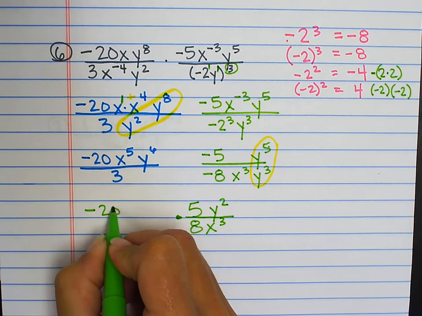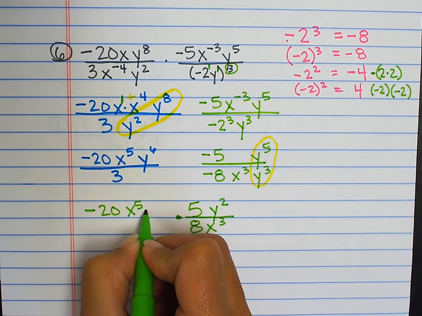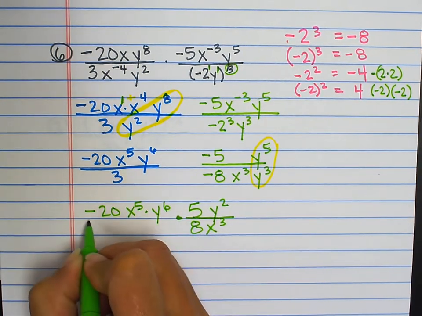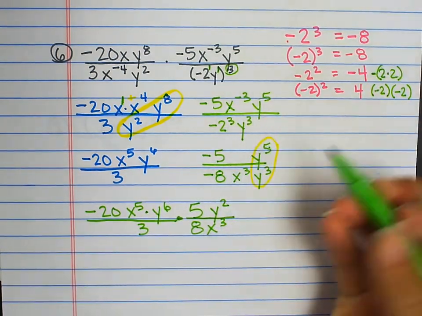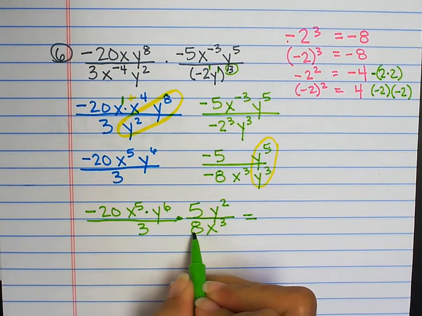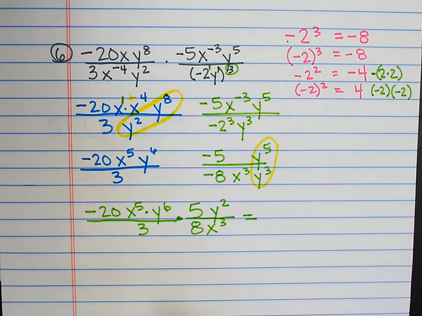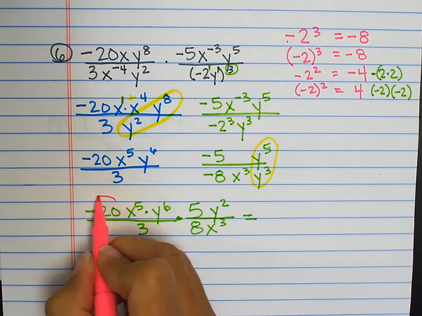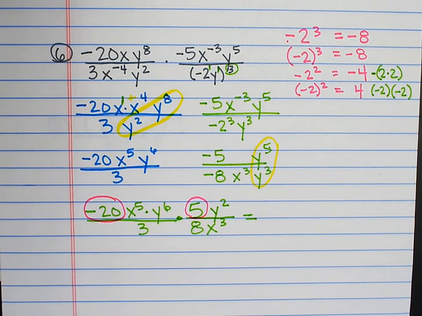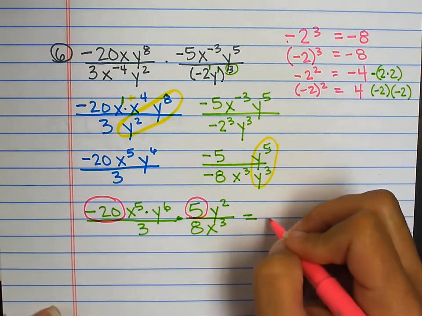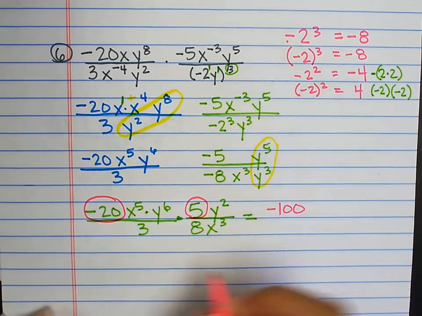Okay, negative 20 x to the fifth y to the sixth over 3 times 5y squared over 8x cubed. Just going to go through and multiply what I can, okay? So I have negative 20 times 5. Remember the coefficients we can multiply together, so that gives me negative 100.